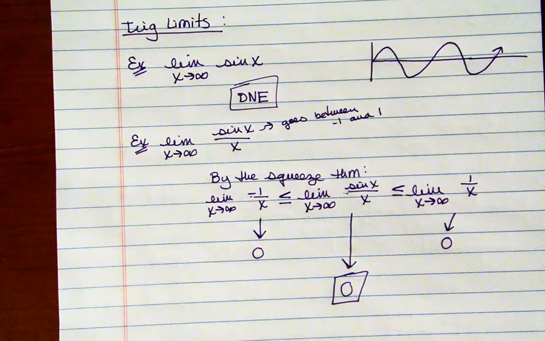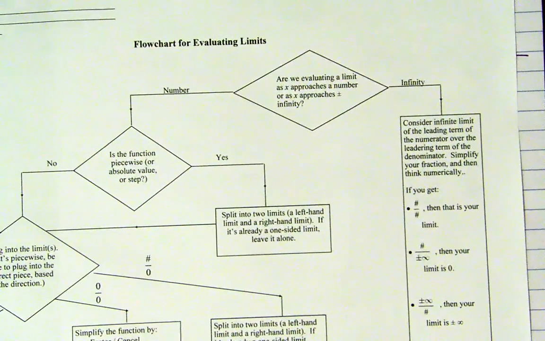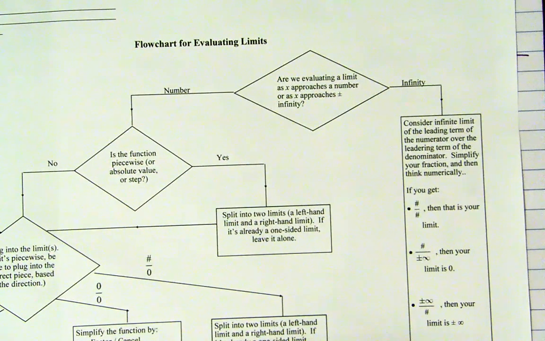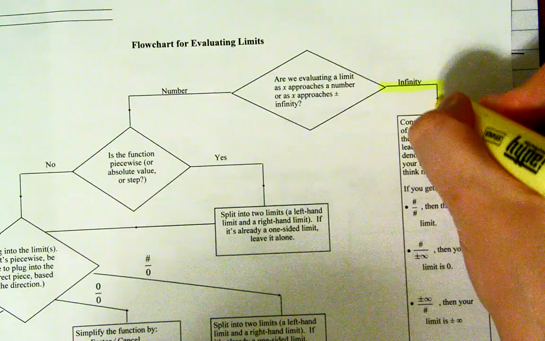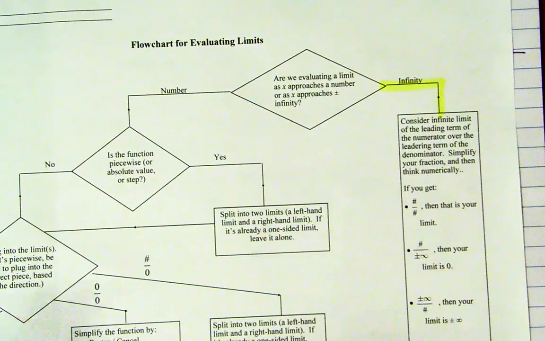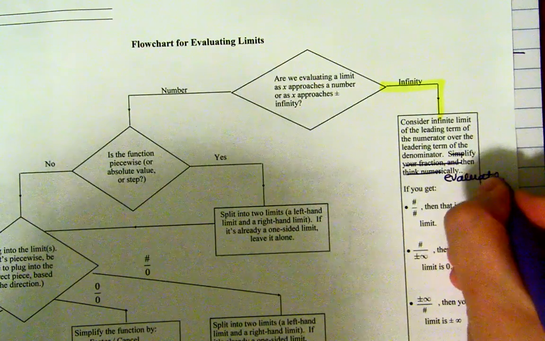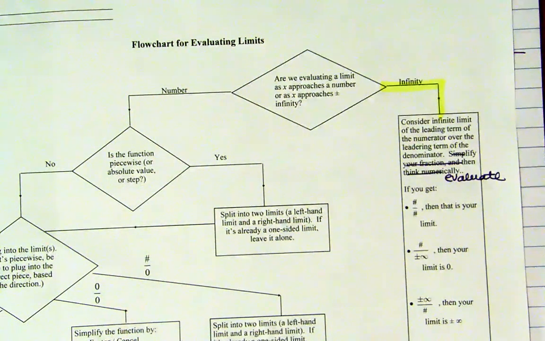One last thing I want to do in this video, I'm going to quickly go through the flowchart, where we are on that flowchart. We're finally looking at that branch that's on the side. Are we evaluating a limit as x approaches a number, or as x approaches plus or minus infinity? We're approaching positive or negative infinity, which means we're going to consider the infinite limit of the leading term of the numerator over the leading term of the denominator. We'll simplify and we'll evaluate. I think I need to change this language a little bit. Simplify and evaluate, plugging in a huge number and seeing what happens.